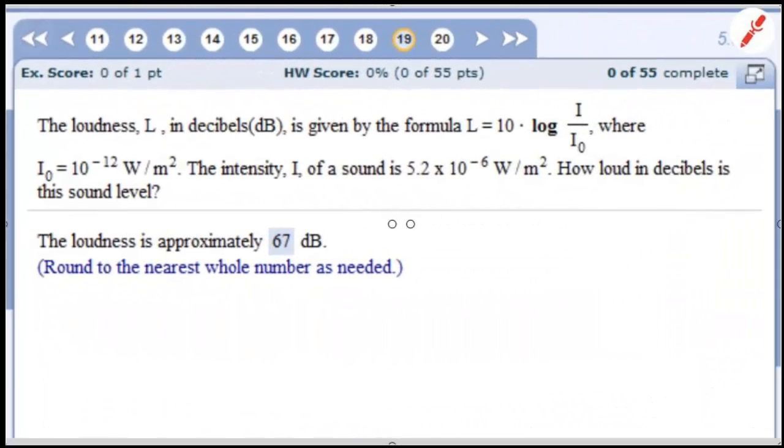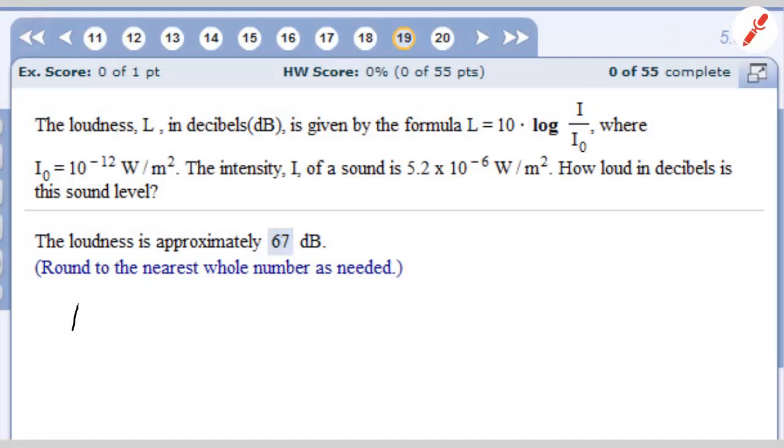All right, now loudness. The loudness, L, in decibels is given by the formula L equals 10 times the log of the intensity over the basic intensity, where I sub 0 is 10 to the -12. The intensity, I, of a sound is 5.2 times 10 to the -6. How loud in decibels is this sound level?